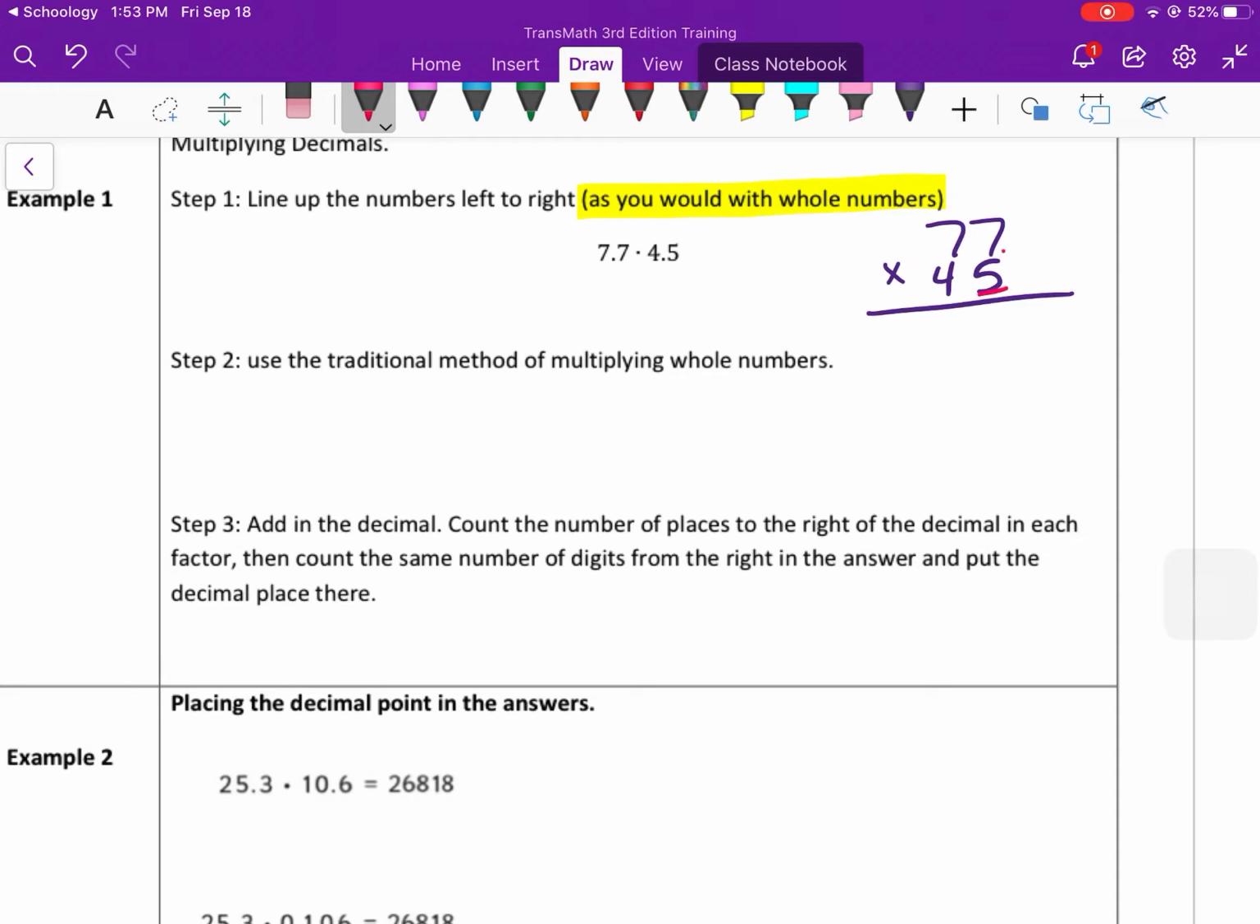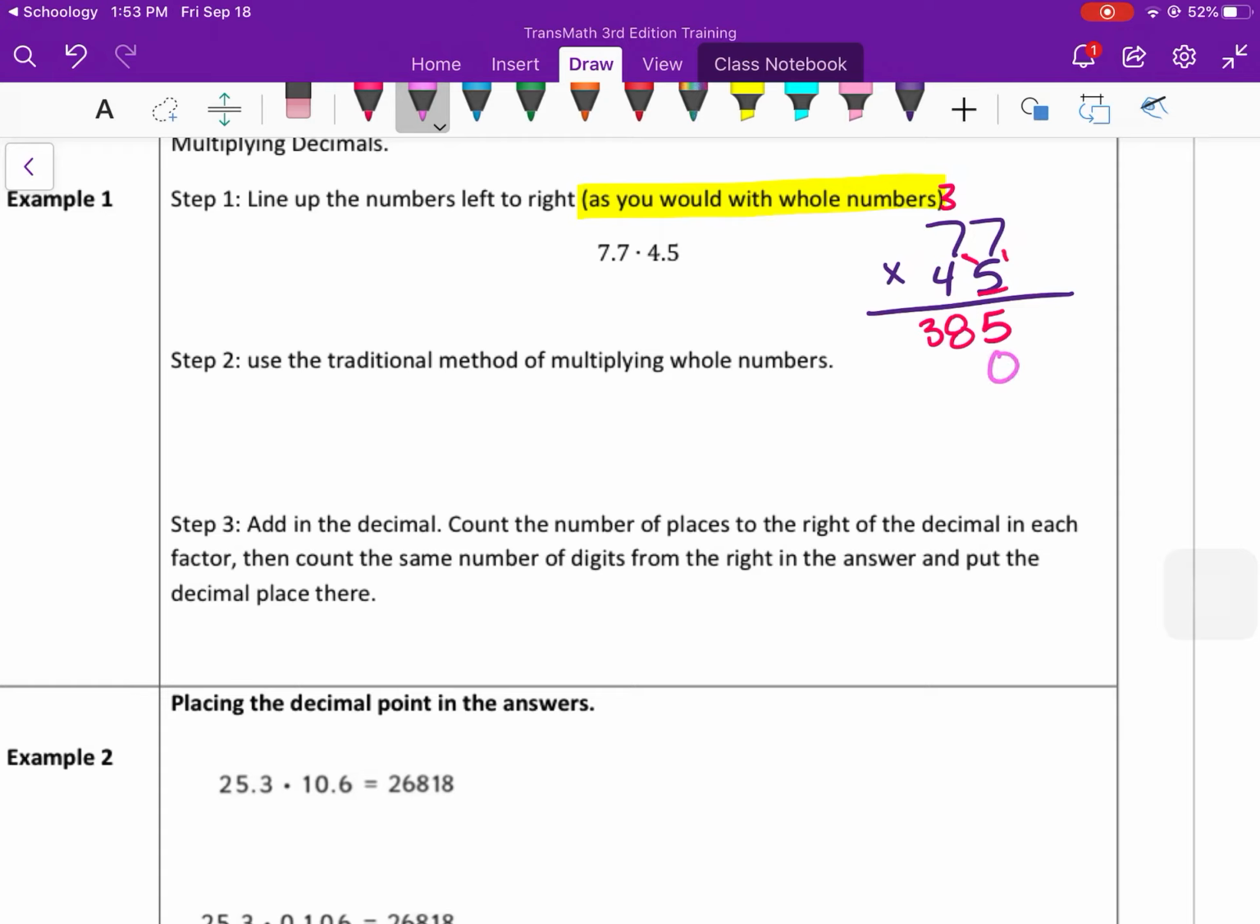So start with the 5 and do 5 times 7 is 35. Carry the 3. Then 5 times this 7 is 35, plus 3 is 38. So I took the 5 times both 7s. Then start with the 4.